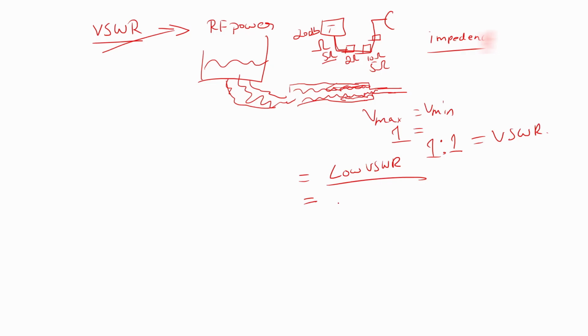Okay, then it is a good impedance match. If you have a high VSWR, that is a bad impedance match. That happens because of the reflection and power loss, as there is an impairment in the different objects that the signal is passing through.